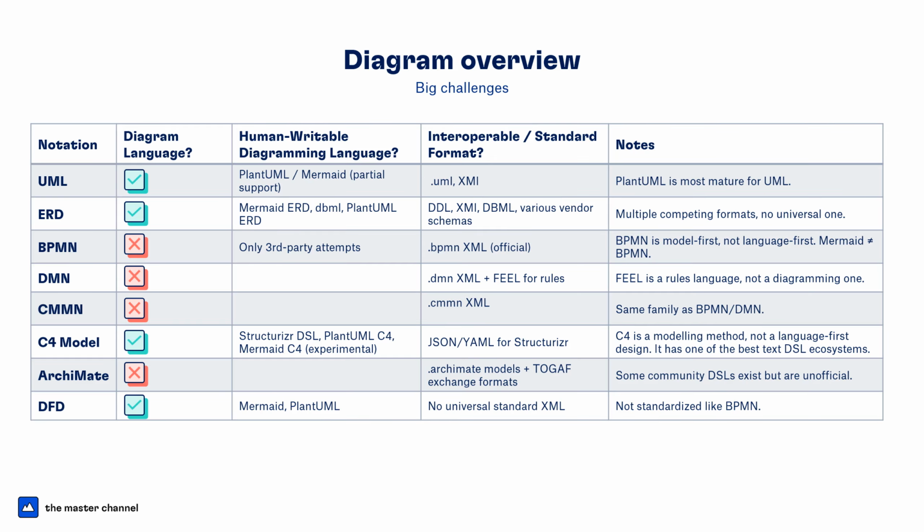We are almost at the end of the video, but before we wrap up, here is an overview of which modeling notations work well as text-based diagrams and which ones still rely on interchange formats. For UML and ERDs, tools like PlantUML and Mermaid make it pretty easy to generate diagrams straight from text. But for BPMN, DMN, and CMMN, you usually end up using the official XML formats, and then you're back to layout and rendering headaches. C4 and DFDs sit somewhere in the middle. They are decent text options, but they're not always fully standardized.